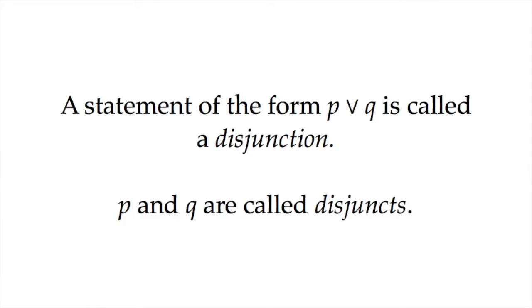Now, a statement of the form P or Q is called a disjunction. You probably heard me say this word earlier in the video. A disjunction is just a statement that you symbolize P or Q, and then P and Q are called disjuncts. Okay, so if a statement is P and Q, it's a conjunction. If it's P or Q, it is a disjunction. If you have a conjunction, then P and Q are called conjuncts. If you have a disjunction, then P and Q are called disjuncts.